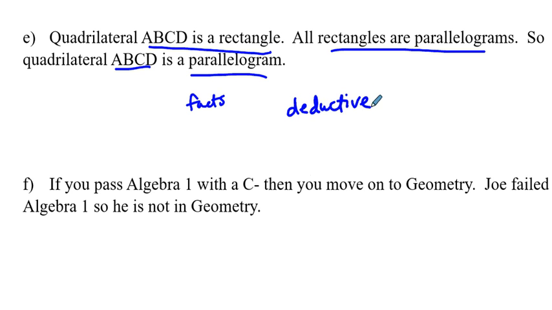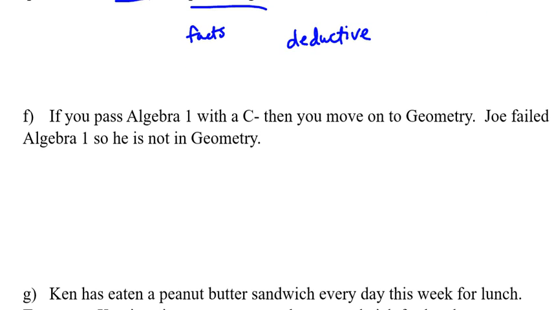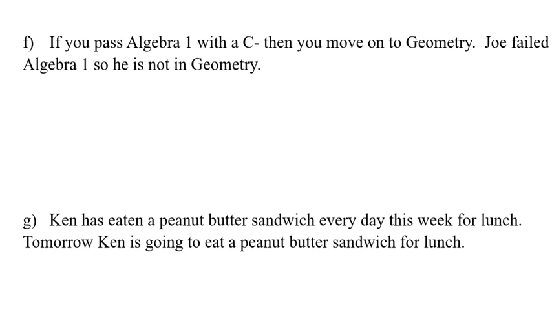Okay, the more practice we get with these, the better or more accustomed you'll be to recognizing which case is which. So I want to give you a lot of examples here in your notes. Okay, it says if you pass Algebra 1 with a C minus, then you move on to geometry. Joe failed Algebra 1, so he's not in geometry. Those are true facts, right? That's not a pattern. That's the rules of the high school, right? That's the rules that we follow. So it's facts, and therefore is deductive reasoning. Okay.